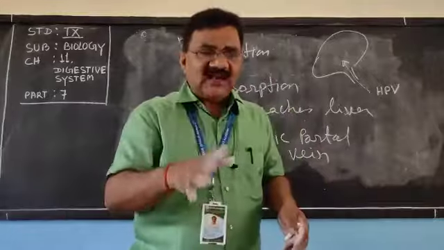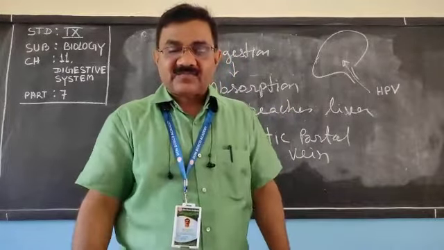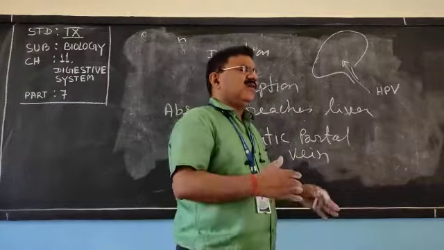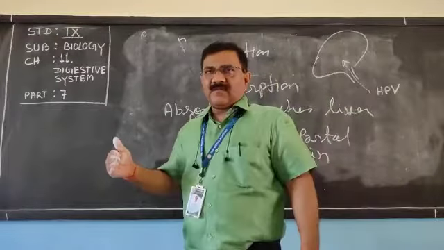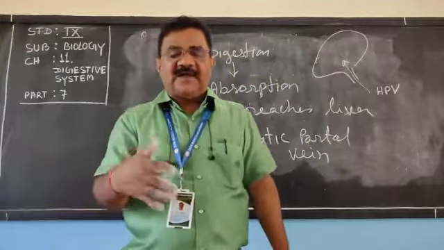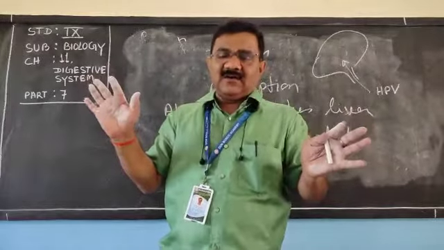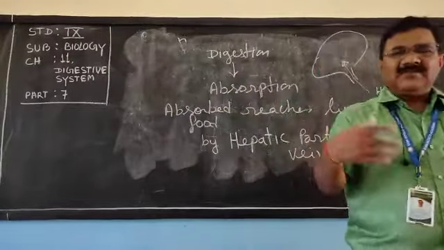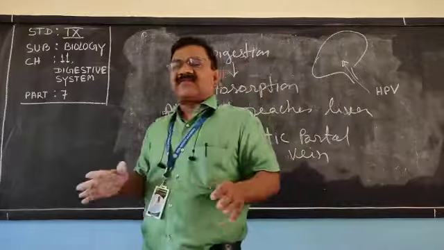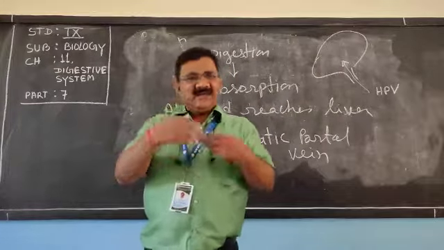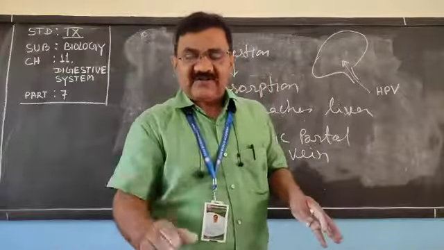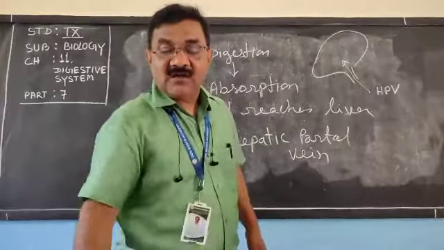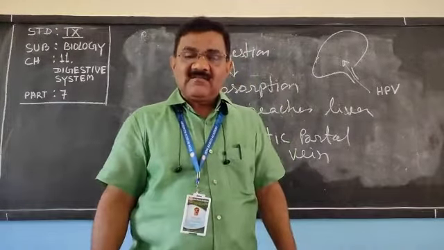It reaches the liver, and amino acids and simple sugars, glucose, galactose, all reach the liver. And what does the liver do? That part I will discuss later on. The liver keeps some part and some part it sends back. We will discuss after a while. But before that, we are discussing the fatty acid and glycerol. They are absorbed into the lymph vessel.